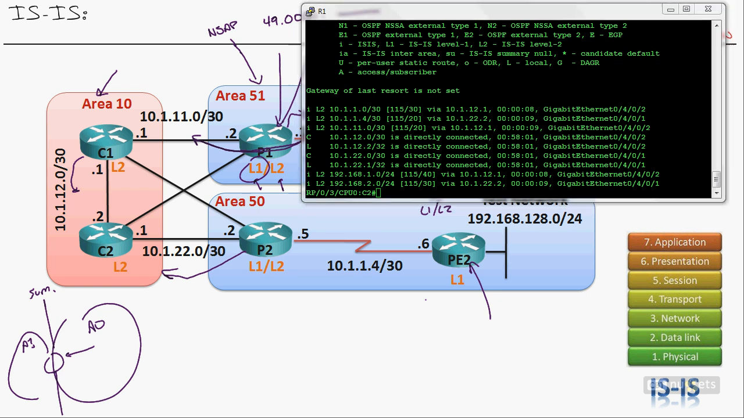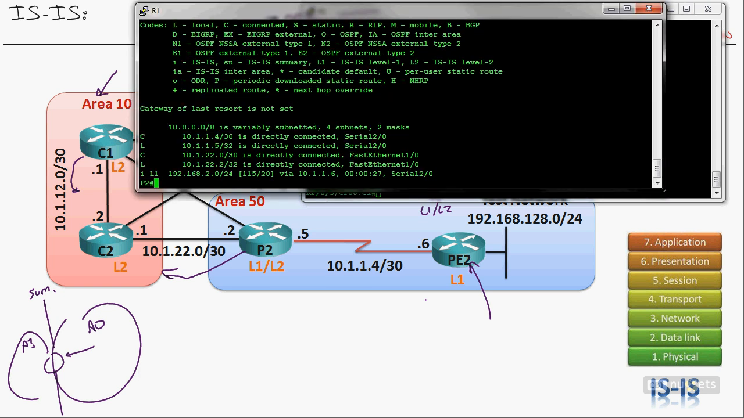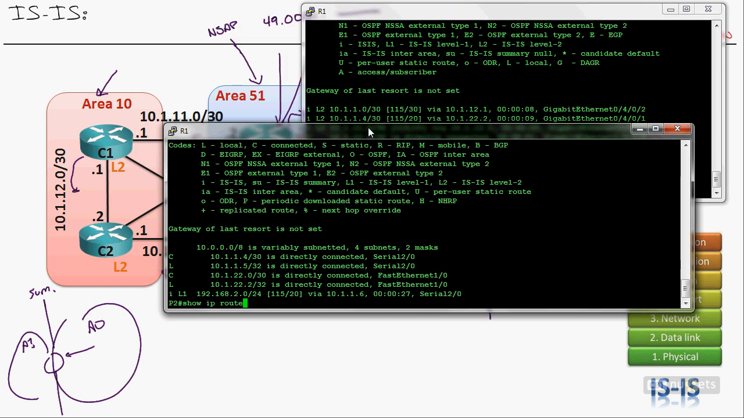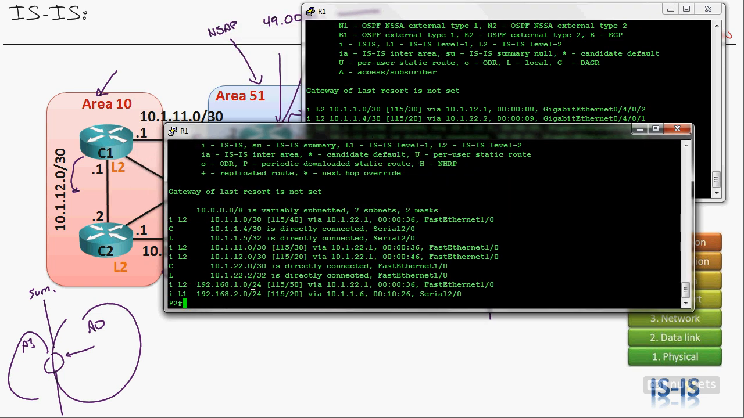So what would we want to do? We would probably want to summarize. How do you do that? Well, you're going to go to the level 1/level 2 routers and just use a summary address command. Let me see if I can find them here in the list. Let's just grab P2. What's P2 showing? He's got 192.168.2 over there. It learned from his buddy. So I don't really have much room for summarization because each one has like one route. But let me just show you the command.